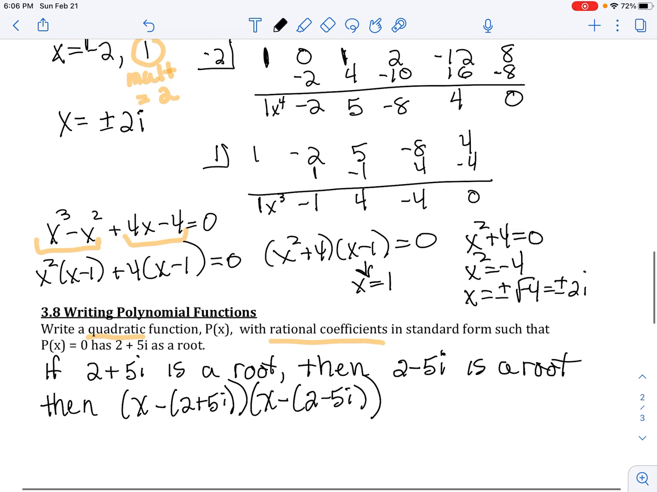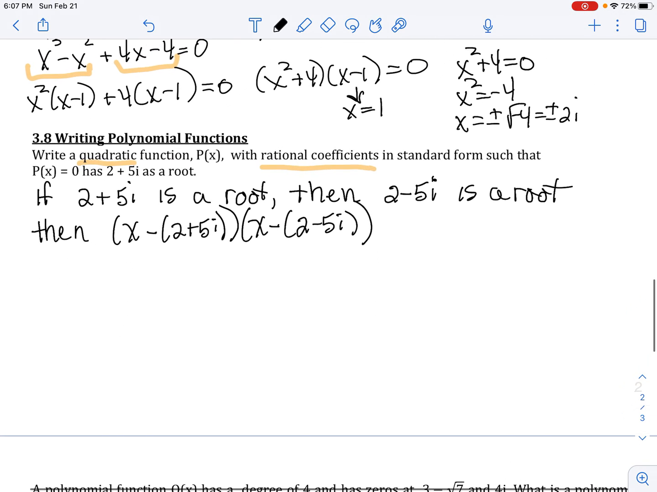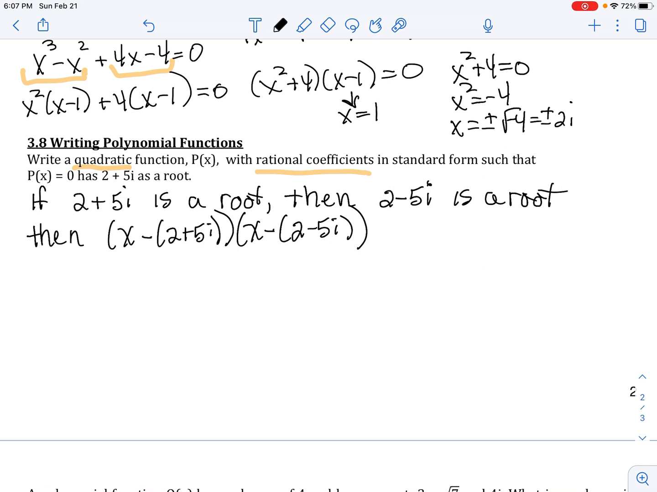What have we been doing? We've been taking the factors and writing the zeros. But now we're going to take the zeros and write the factors. Now that looks pretty darn complicated, right? So let's do some rearranging. So here, I'm going to write this as x minus 2 minus 5i. Okay? And then I'm going to write this as x minus 2. Well, minus a minus is going to be plus 5i.